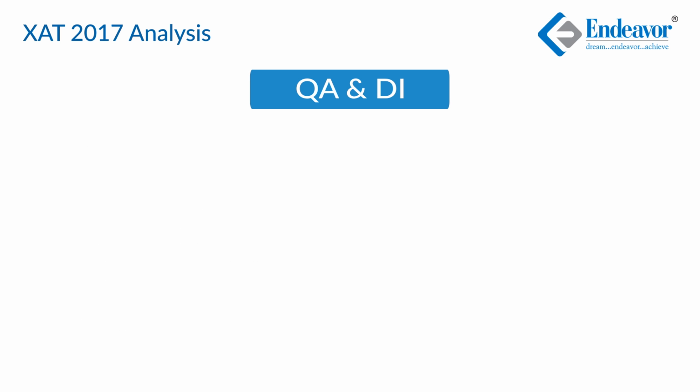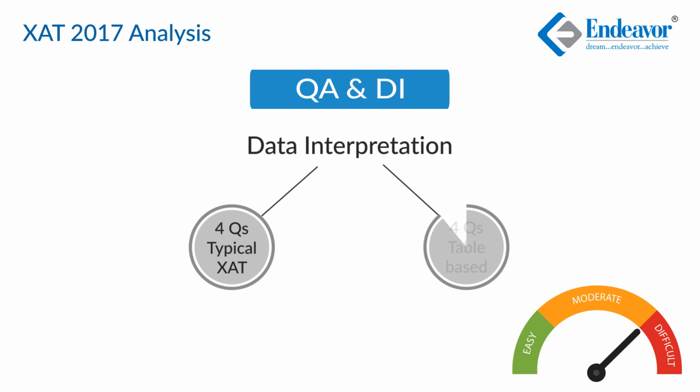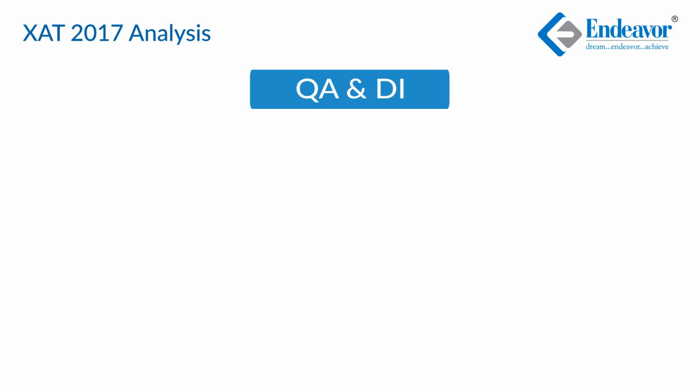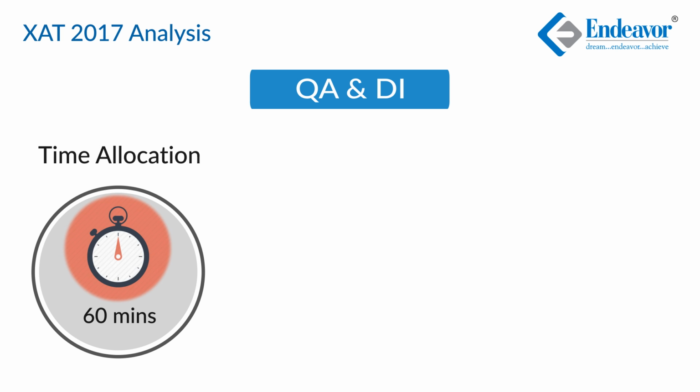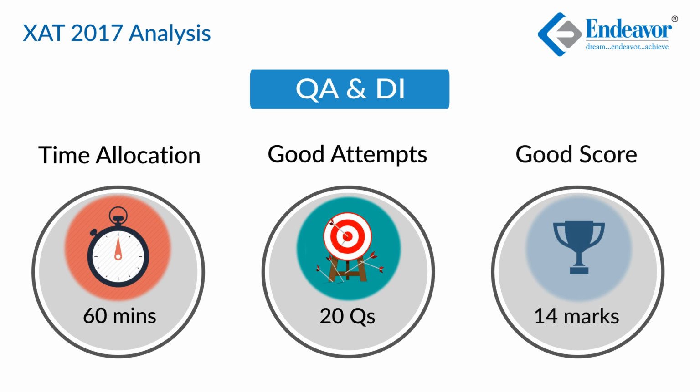There were 2 sets of DI of 4 questions each. One was undoubtedly the very typical XAT DI set, which was difficult to comprehend, and more or less you can consider it a default leave. And there was one more table based set. Overall, approximately allocating 60 minutes to this section, a 98 percentiler would have managed around 20 attempts with a net score of 14, which can be considered a 98 percentile equivalent.